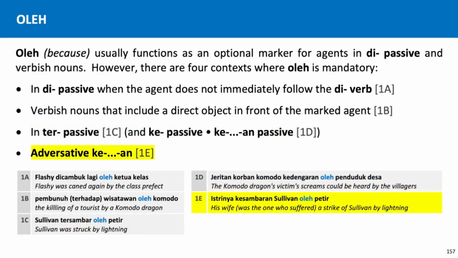And adversative ke-an. 1e, istrinya kesambaran Sullivan oleh petir. His wife suffered a strike of Sullivan by lightning.